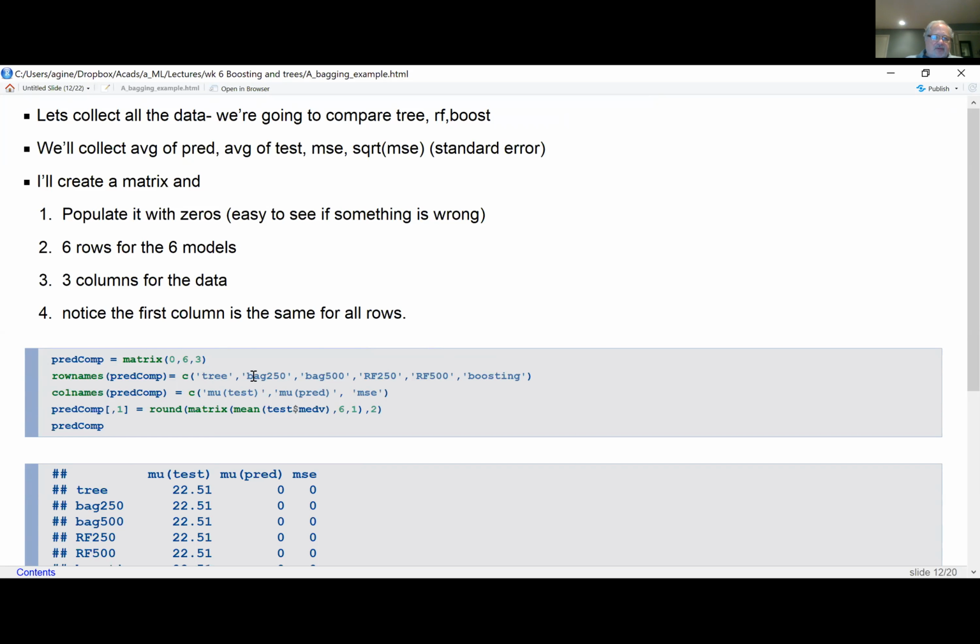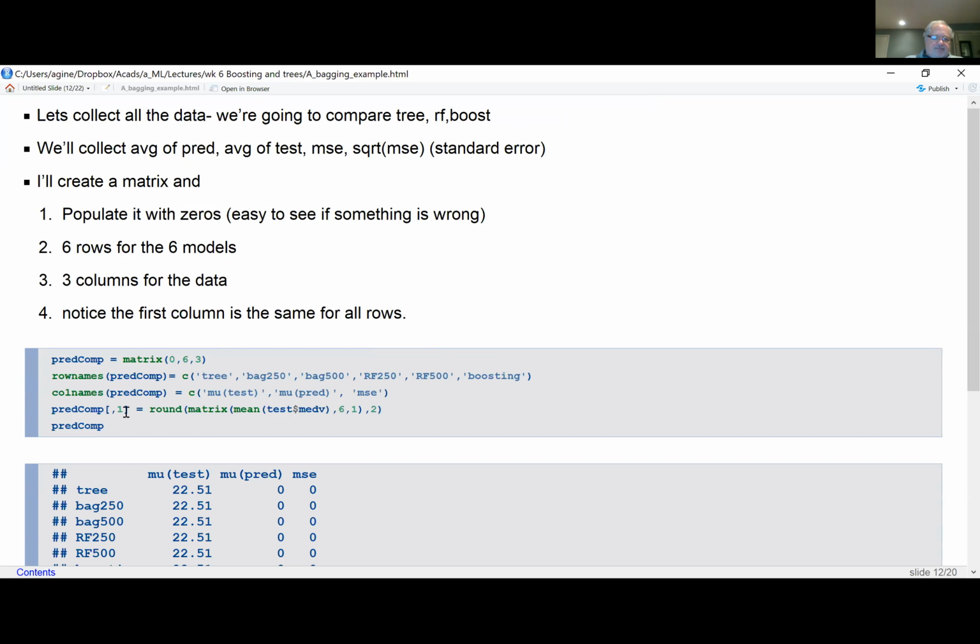I'm going to compare the tree, bagging with 250 resampling, bagging with 500, random forest with 250 samples, and random forest with 500, and finally boosting. I'll add to Neil's discussion when we get there. And as I said, I'm just going to look at the mean of the test housing values, the mean of the predicted values, and the mean square error.